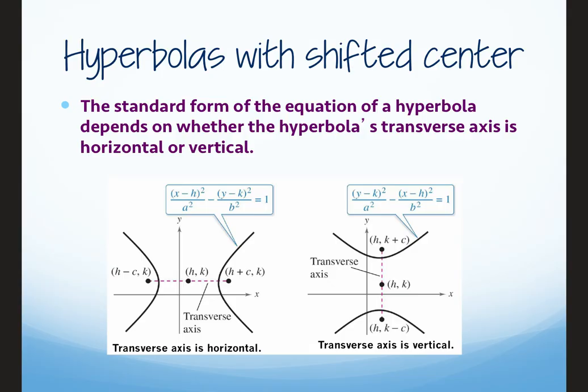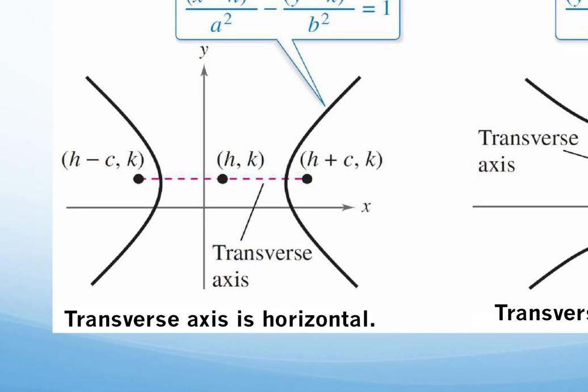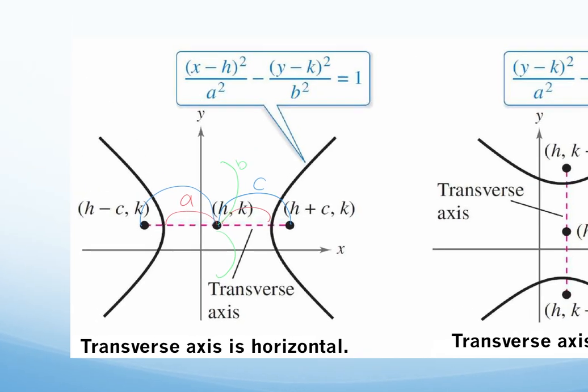Okay, what happens if I shift it off center? On the last pictures, the center was at 0, 0. If I shift it off center, then everything also just shifts. If it is horizontal, I still go right and left the A to get the vertices. It would just be from a center that's not at 0, 0. I would still go right and left the C to get the foci. And then up and down the B tells you how wide to make it. What you don't see in this picture is the imaginary asymptotes and the box that form them.